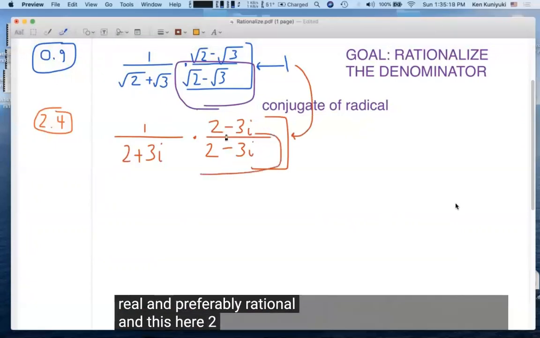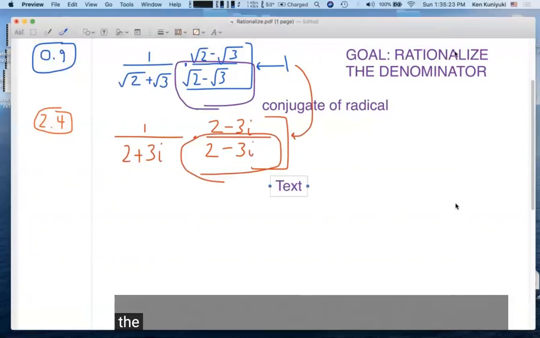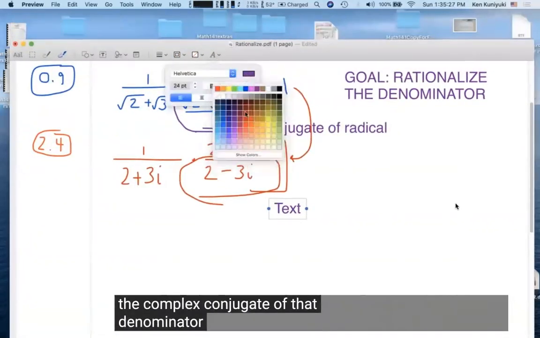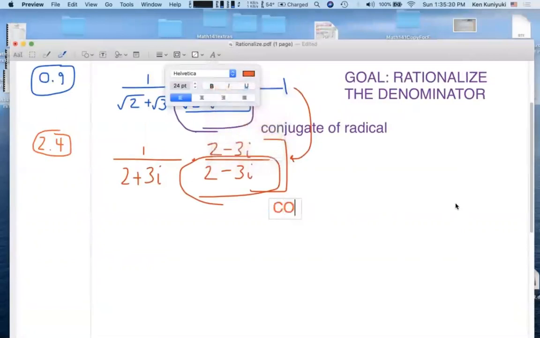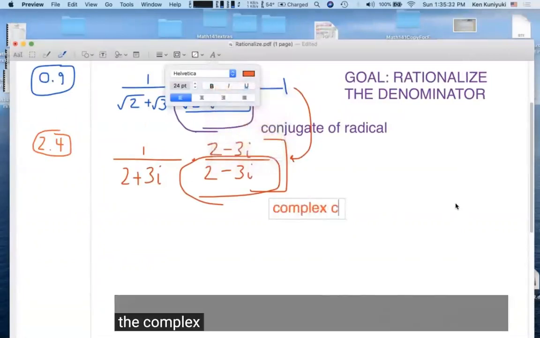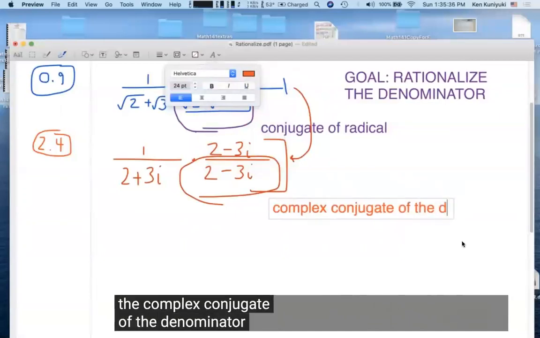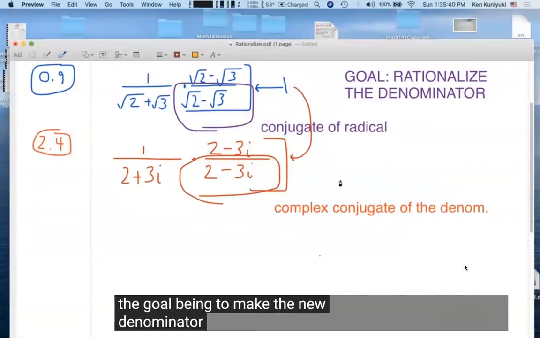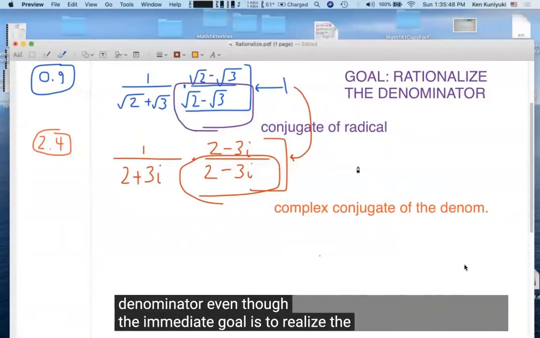And this here, 2 minus 3i, is called the complex conjugate of that denominator. Again, the goal being to make the new denominator real and preferably rational. So we'll call it rationalizing the denominator, even though the immediate goal is to realize the denominator.